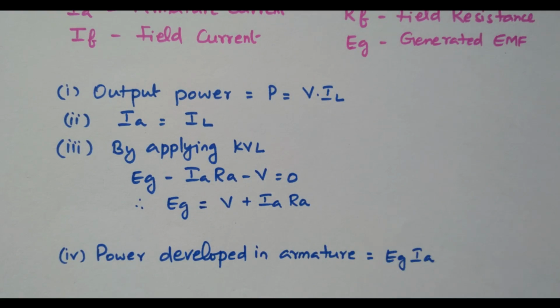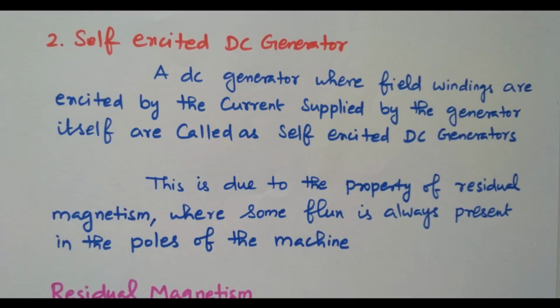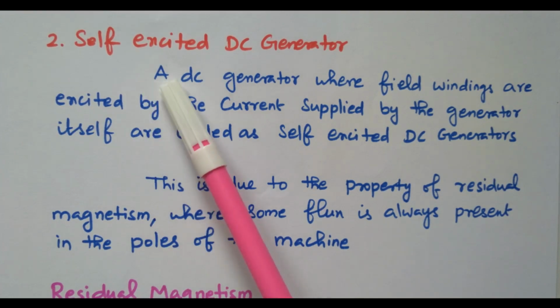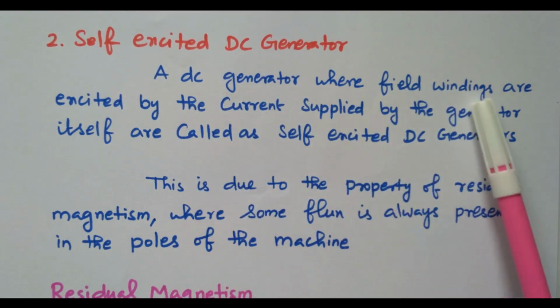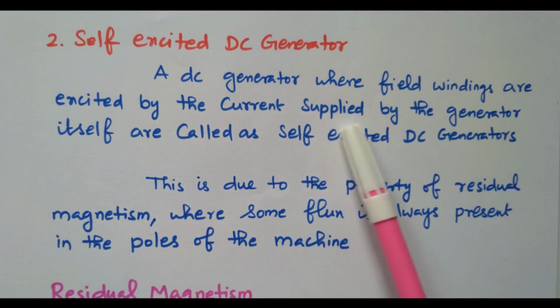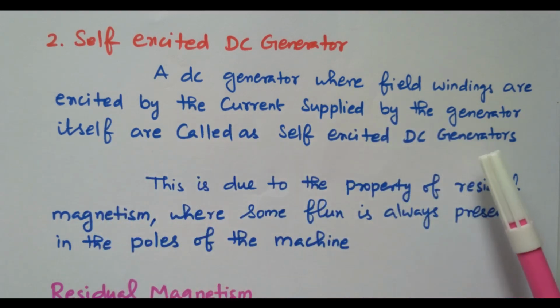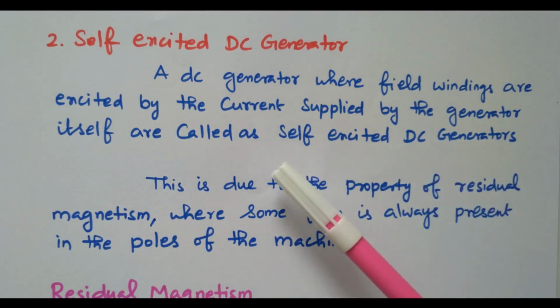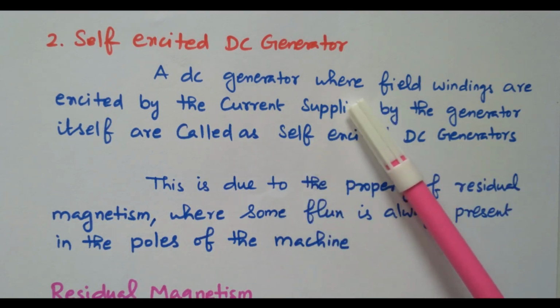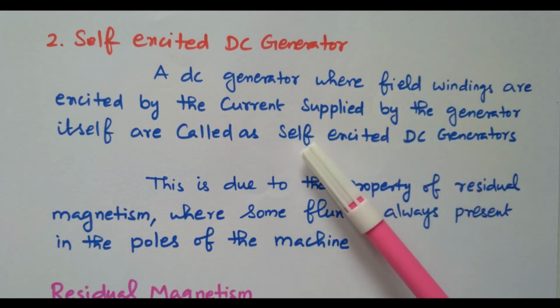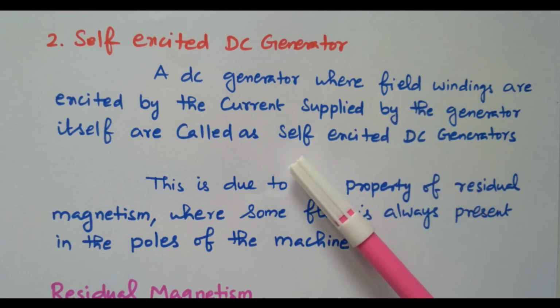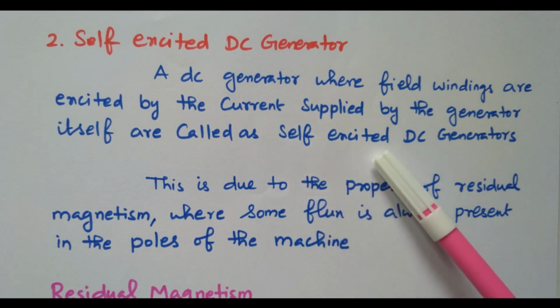Now we'll go to the second type, the self-excited DC generator. In the previous one, separate excitation was given. Now it is self-excited, that is, a DC generator where the field windings are excited by the current supplied by the generator itself. It is called a self-excited DC generator. There is no external circuit required.